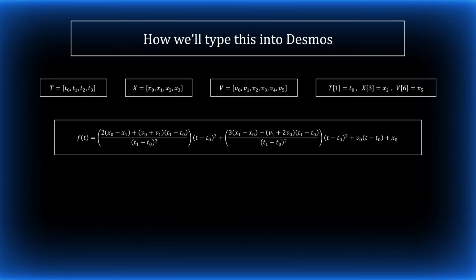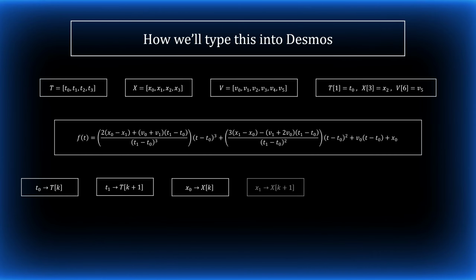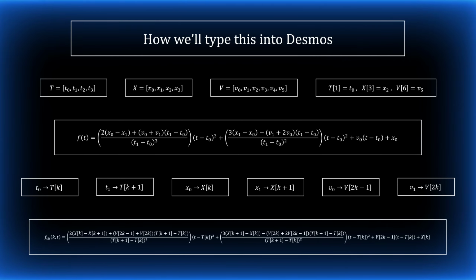So we're not going to type in this exact formula into Desmos. We are going to make these substitutions for all the times, positions, and velocities, and that will give us this formula. So F sub CH, I'm just calling that cubic Hermite. That's named after the guy who worked on this. And then you only have one parameter, which is K, and that's the keyframe at which your curve is going to begin, and it will automatically connect to the next one.